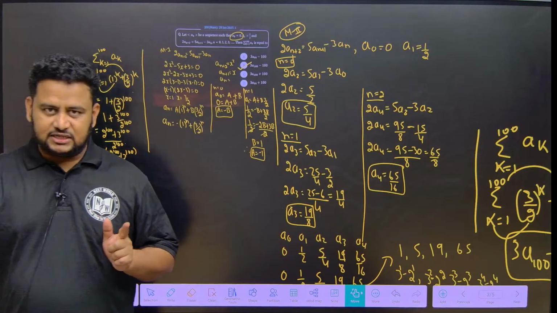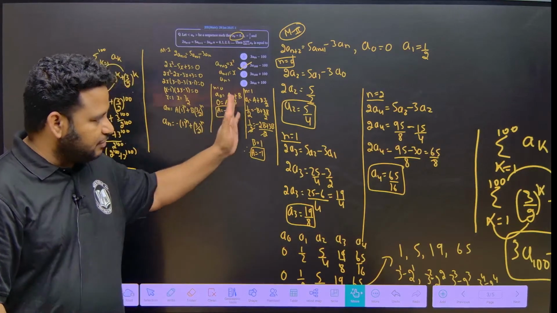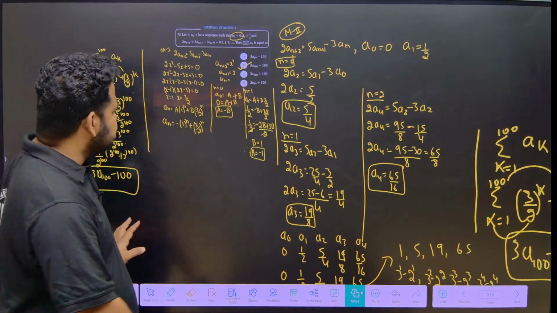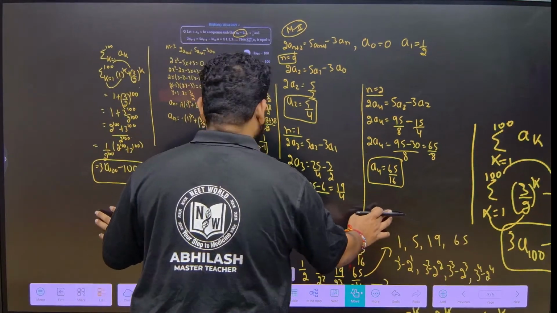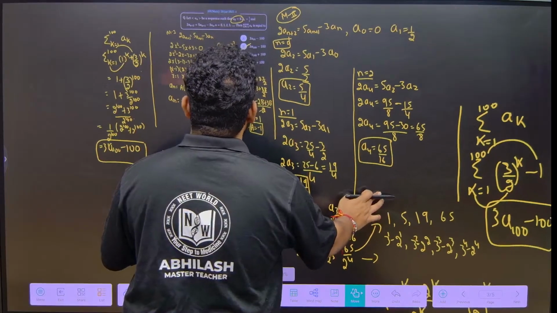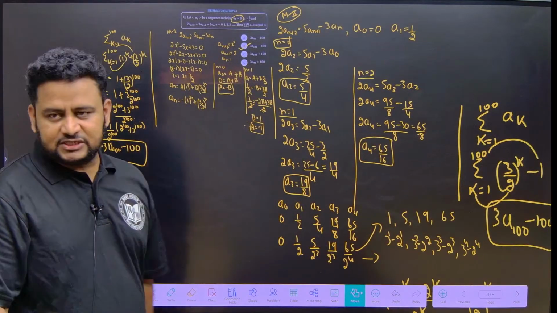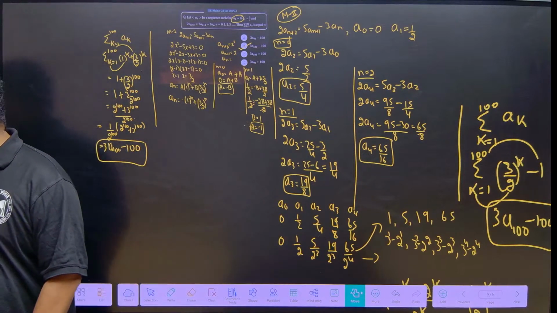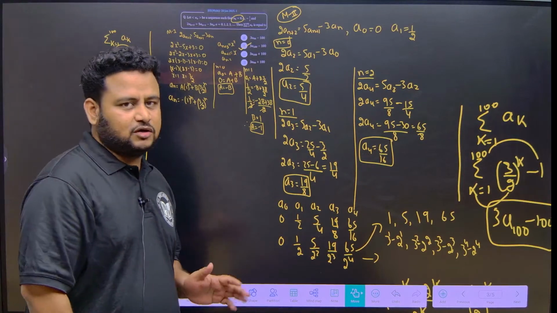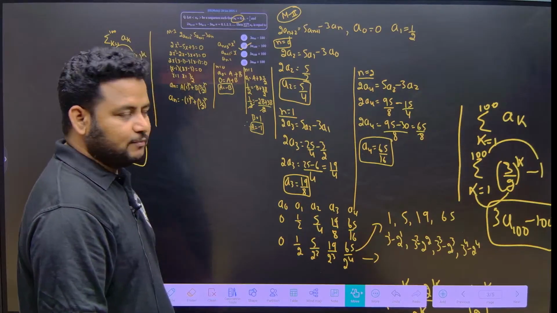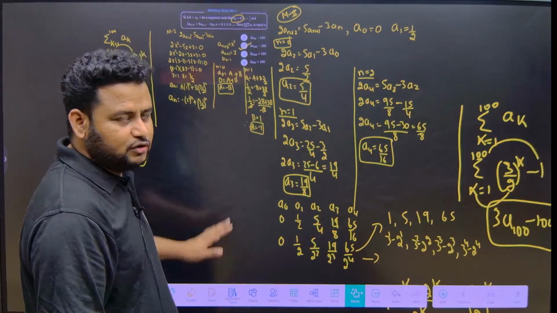So I understand that some confusions you may have with respect to calculation. So please take the screenshot of this and solve it by yourself once more, and you will be having a lot of clarity with this. No need to worry about it. You will be able to solve it.